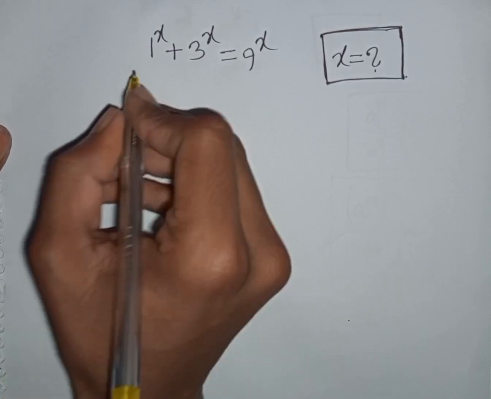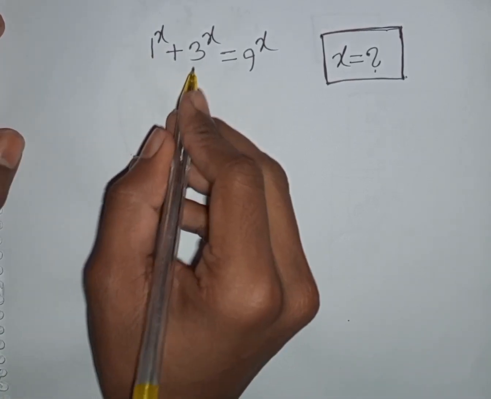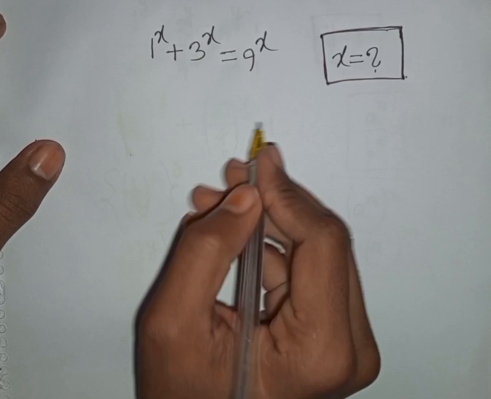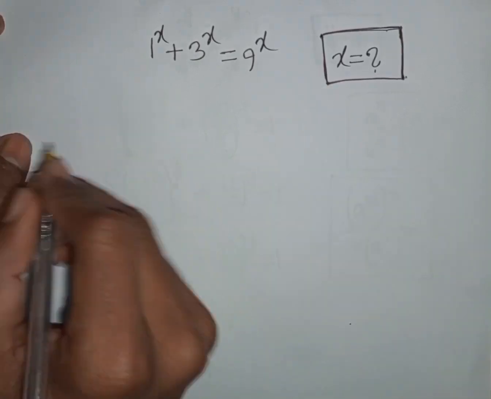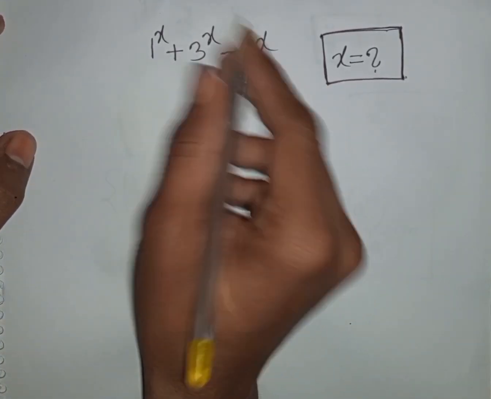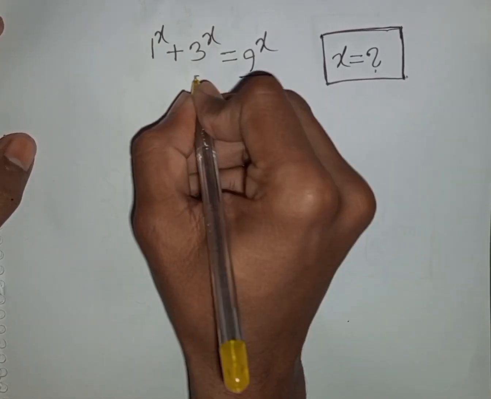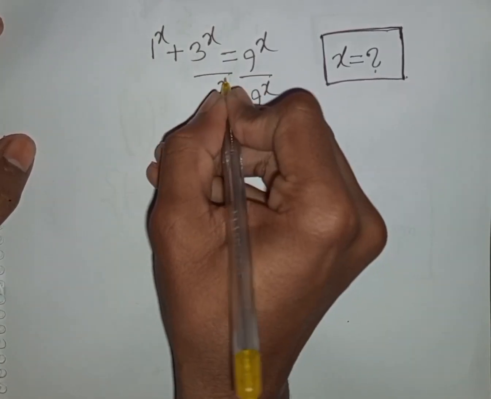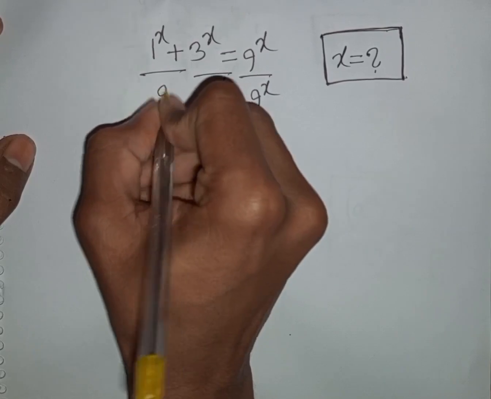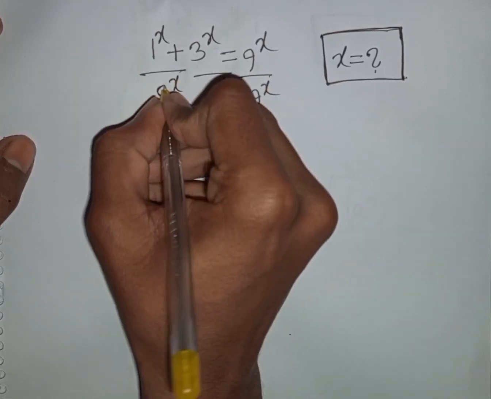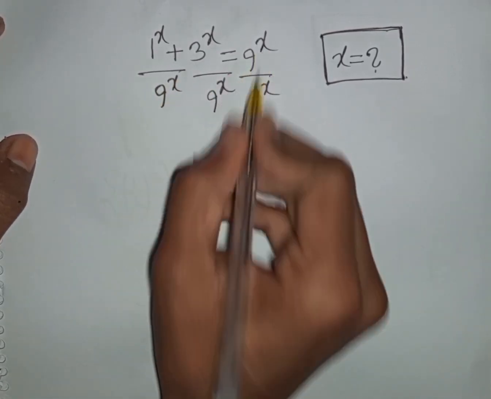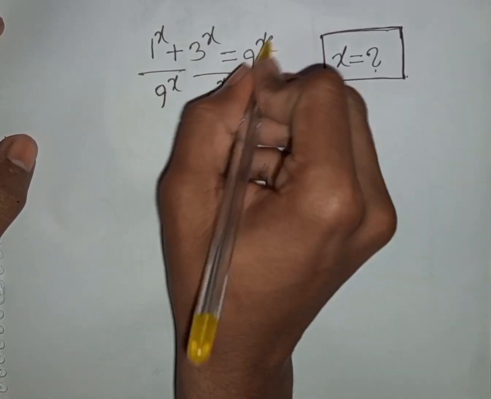How to solve 1^x + 3^x = 9^x. Find the value of x. So at first we divide by 9^x on both sides, so 9^x divided by 9^x, and now we see this 9^x will be cancelled.